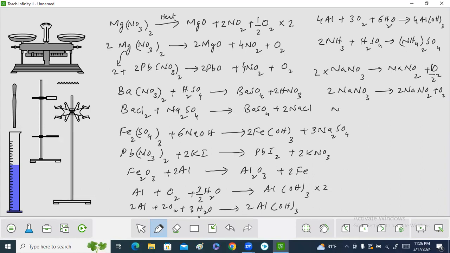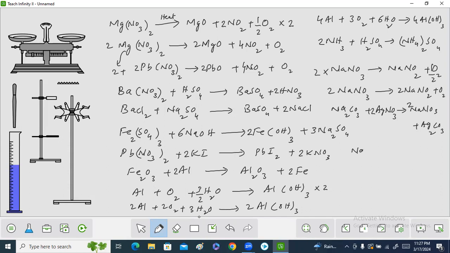Okay, now the last equation in which sodium carbonate reacts with silver nitrate to get sodium nitrate plus silver carbonate. Now there are two silver atoms on the right-hand side, so we can put two here, two sodium, we can put two here. So this is the balanced chemical equation.